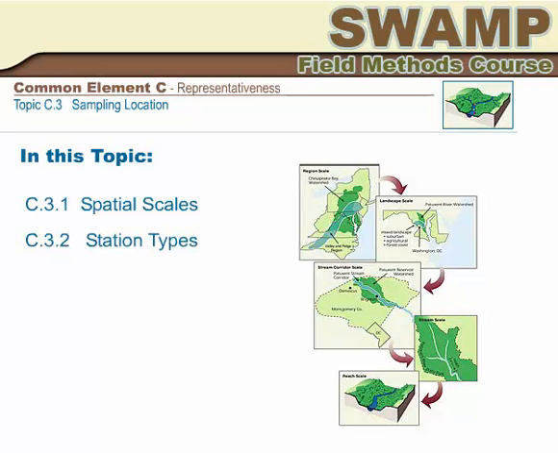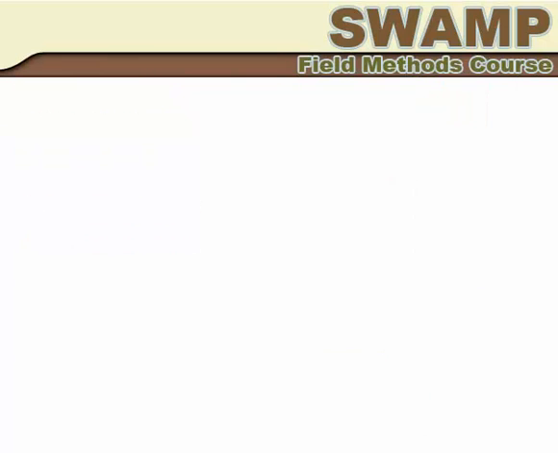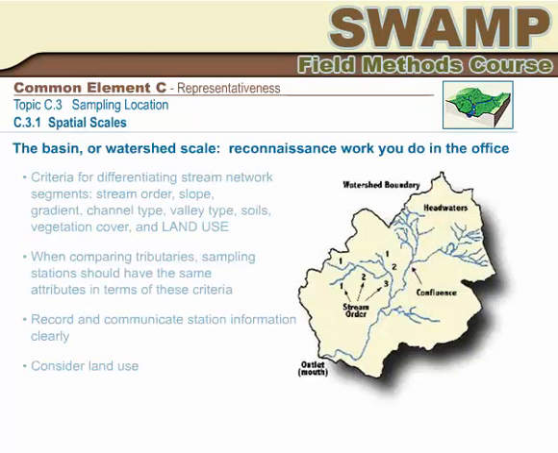The second subtopic discusses representativeness issues that arise when you combine different types of stations in a monitoring effort. During the planning process and the time when you prepare for reconnaissance, you study the entire watershed to select appropriate reaches within the stream network. The criteria that you might use to break the entire stream network into segments may include stream order, slope or gradient, channel type, valley type, soils, vegetation cover, and many other natural factors.